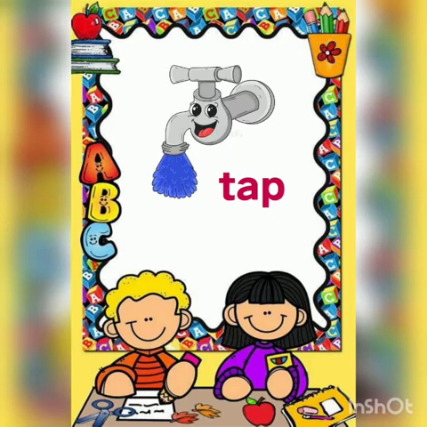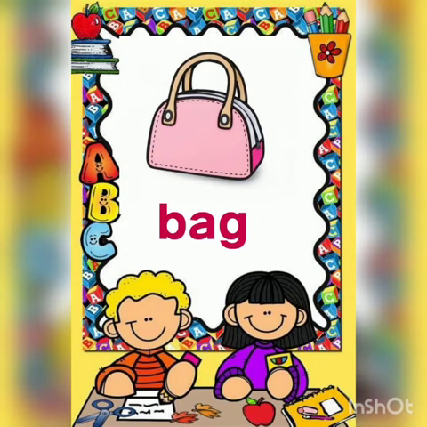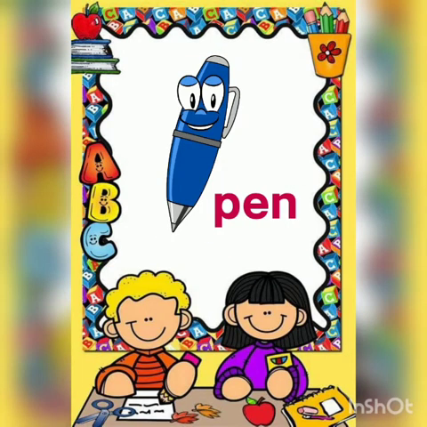Now move to the next one. What is this? Is this a bus? Yes, this is a bus. B-U-S, bus. Well done. Move to the next one. What is this? This is bag. B-A-G, bag. Well done. Now move to the next one. Is this a pen? Yes, this is a pen. P-E-N, pen. Next one.